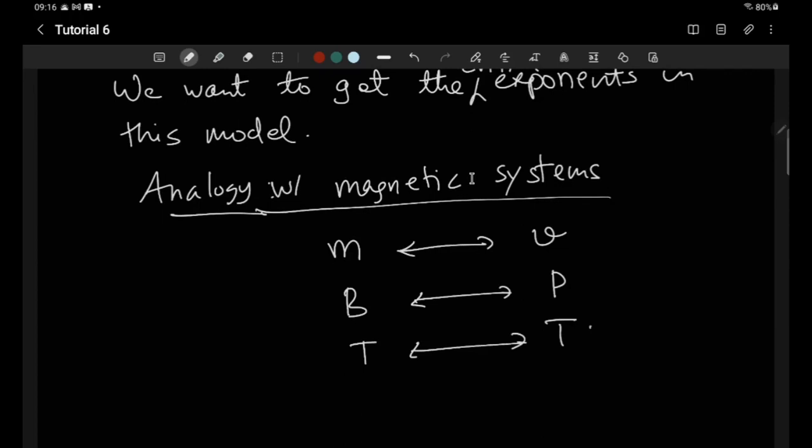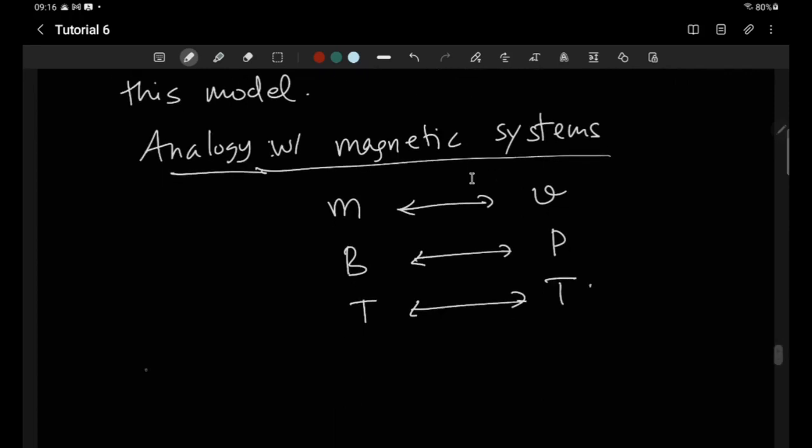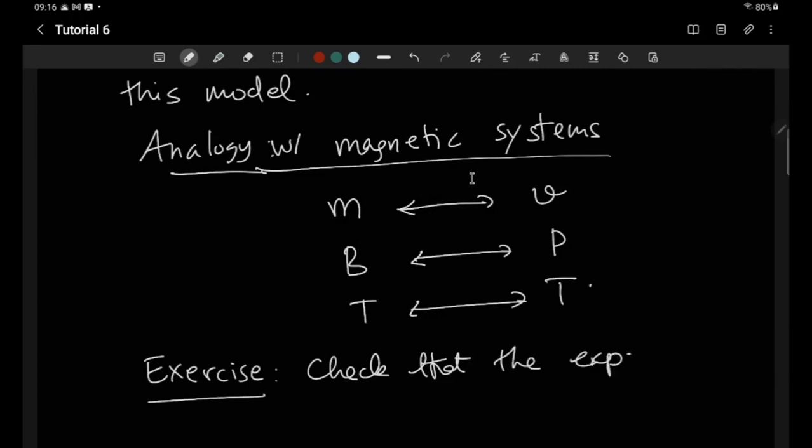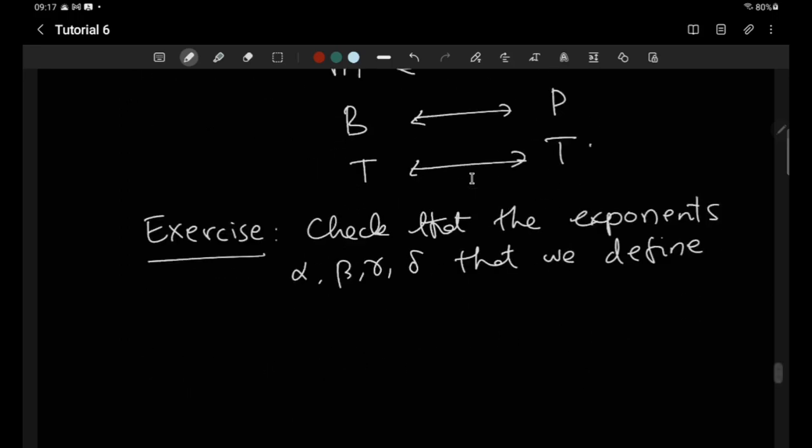So, exercise: check that the exponents alpha, beta, gamma, delta that we define here are consistent with this identification. It's very easy. You just have to sit with the definitions.